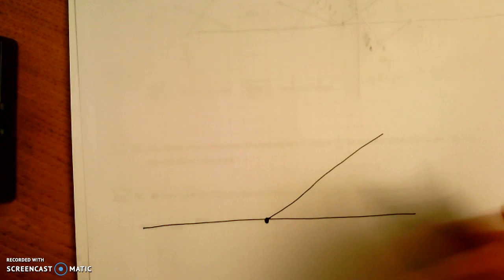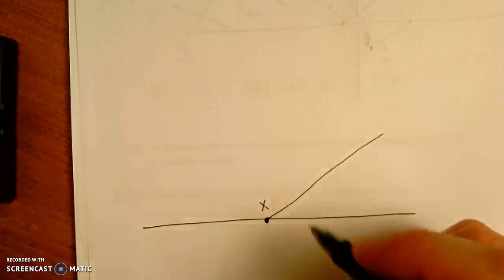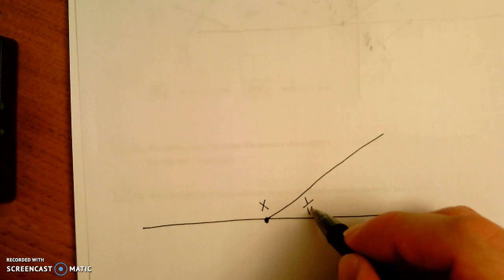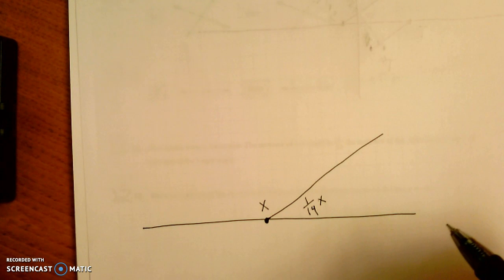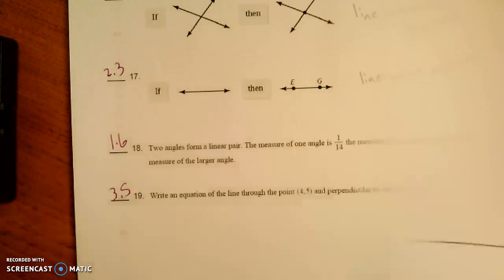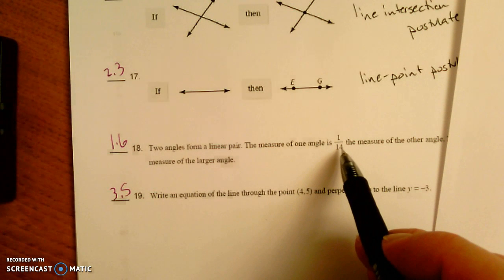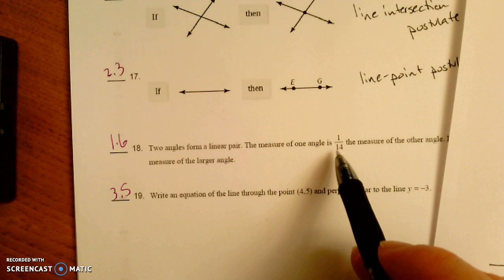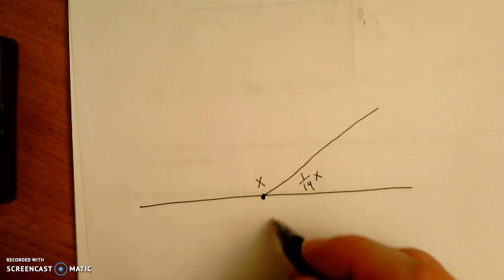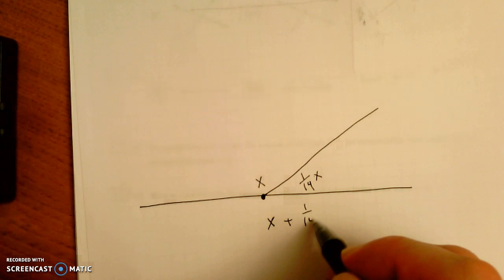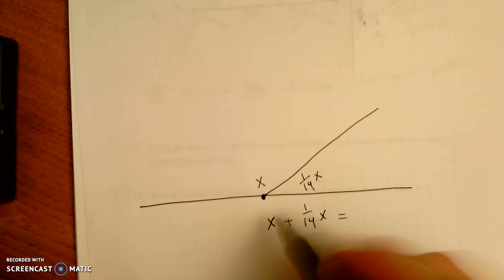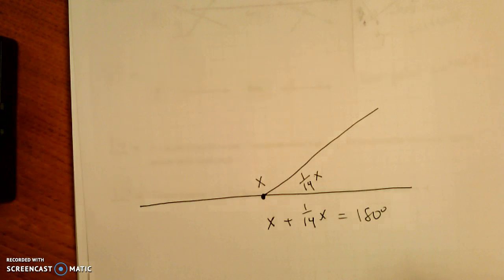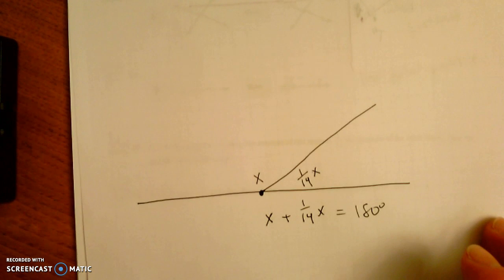Okay. So let's call the big angle X and the small angle 1/14 X. Keep in mind, in your particular case, it could be some different number, 1/14 or 2/3 or whatever, but one angle is going to be X and the other is going to be this times X. It might even be a whole number, like 2 or 3. So here we have that X plus 1/14 X equals a total of 180 degrees, because a linear pair is supplementary. They add up to 180 degrees.